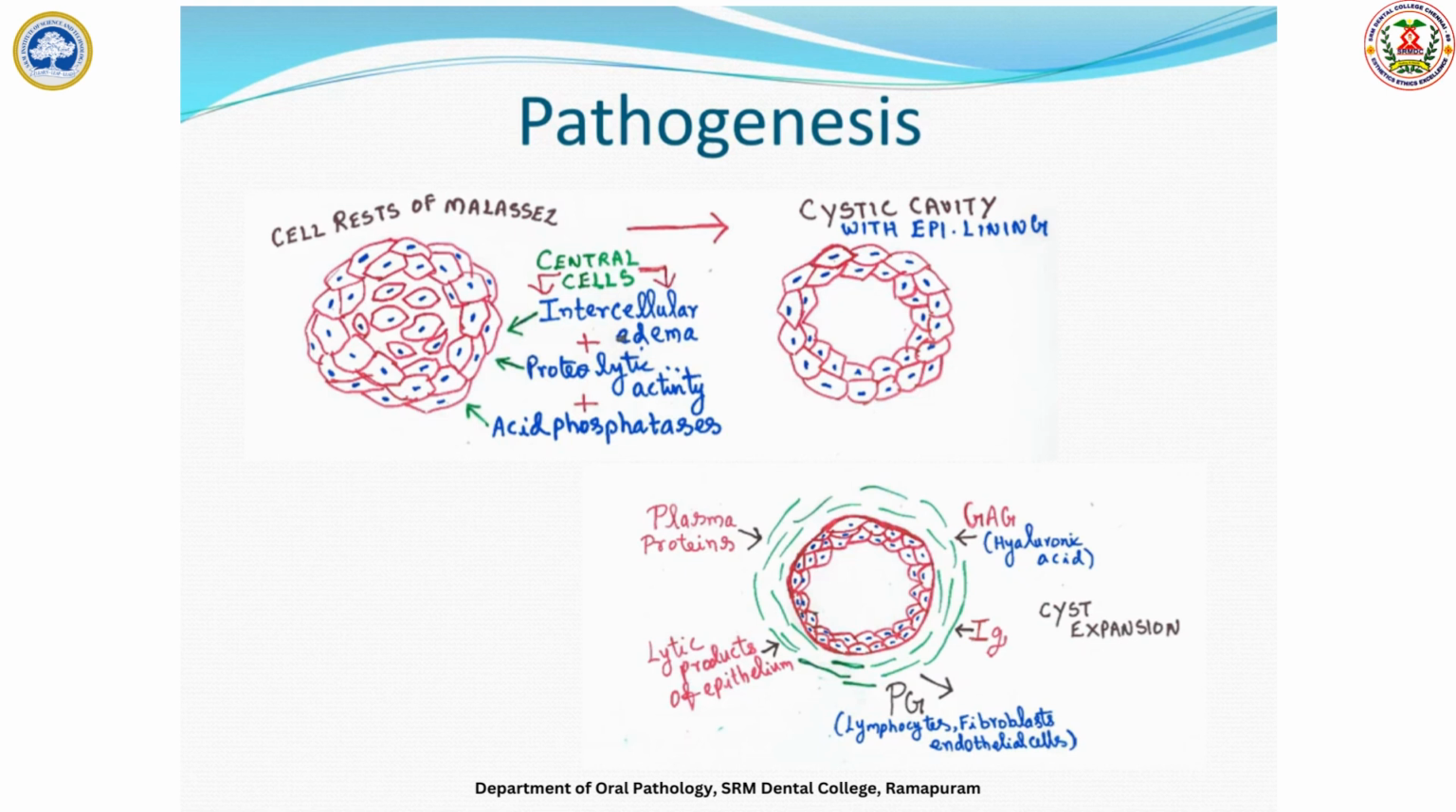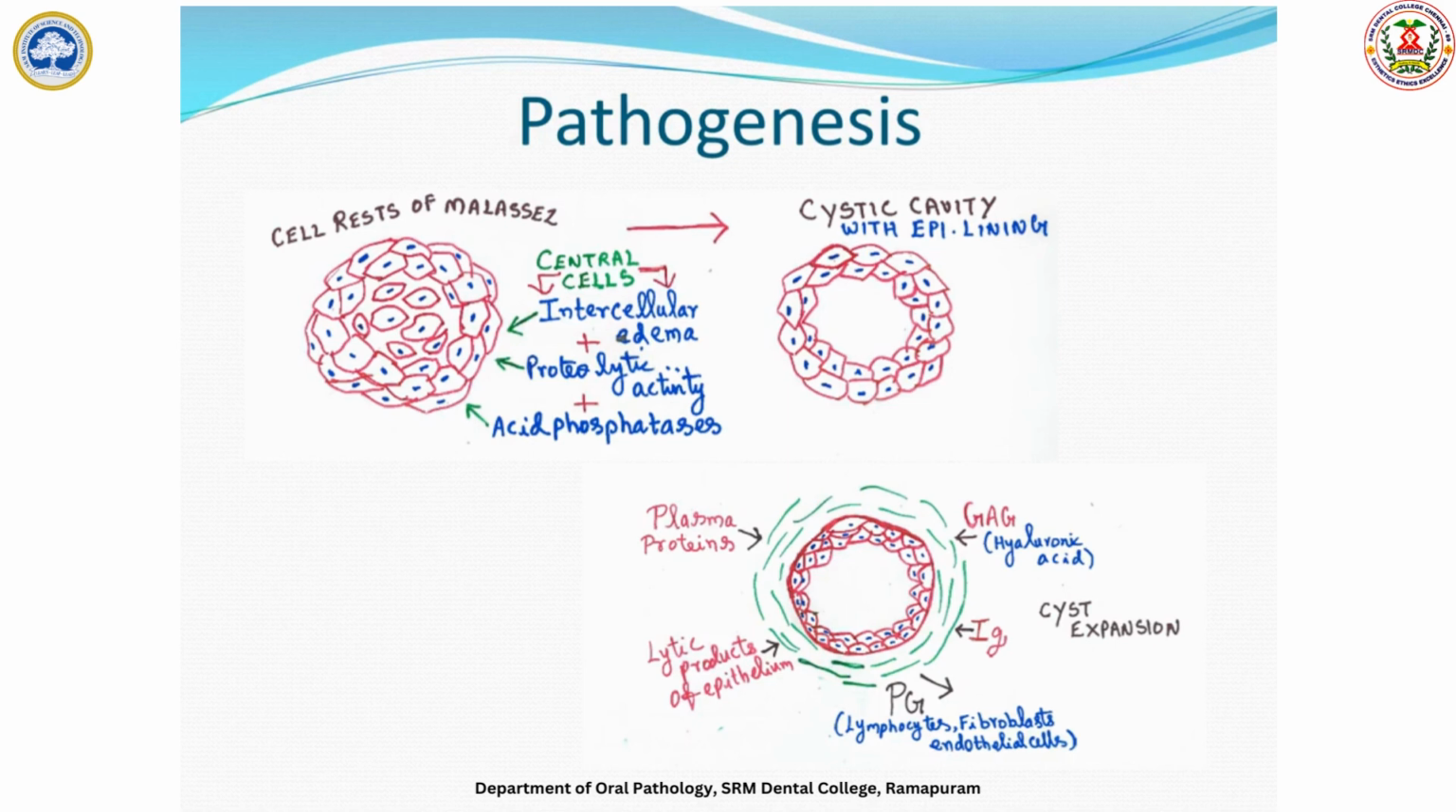Thereby the cyst expands. As the cyst expands, it needs space inside the bone, because this radicular cyst occurs inside the bone at the apex of the root. So prostaglandins are present in the surrounding connective tissue. The prostaglandins are secreted by lymphocytes, fibroblasts and endothelial cells. Normally we call it by the short form PG. Prostaglandins will resorb bone and create space for the expansion of the cyst. So thereby the cyst expands.